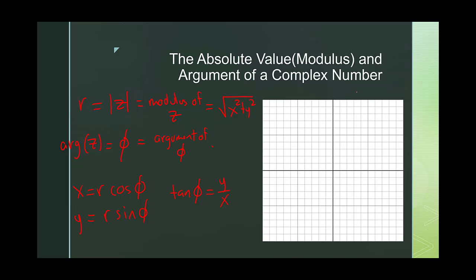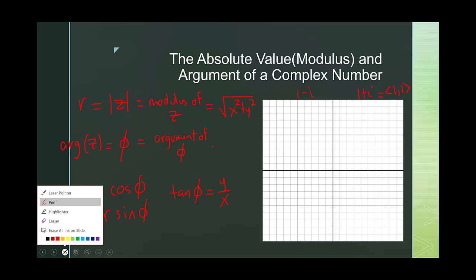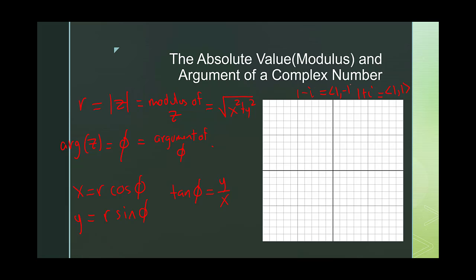All right, so let's look at an example here. Let's consider the complex numbers 1 plus i and 1 minus i. So 1 plus i, which you can think about as the vector 1 comma 1. And 1 minus i is going to be the point 1 comma negative 1. So 1 plus i will be this vector right here, and then 1 minus i would be this vector here.